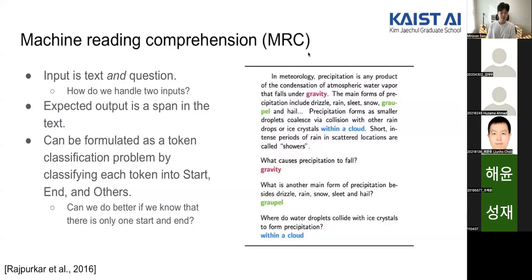So here, input is text and question. So for instance, if you look at the example here at the right, you have a document from the Wikipedia. So this is like the document.